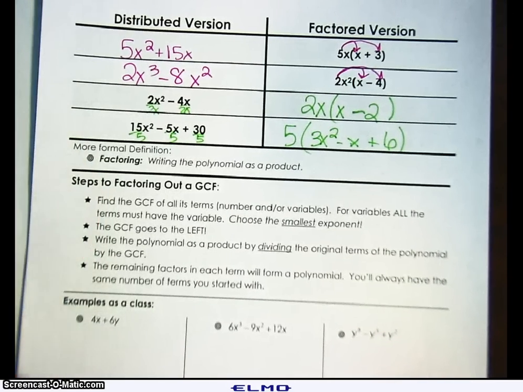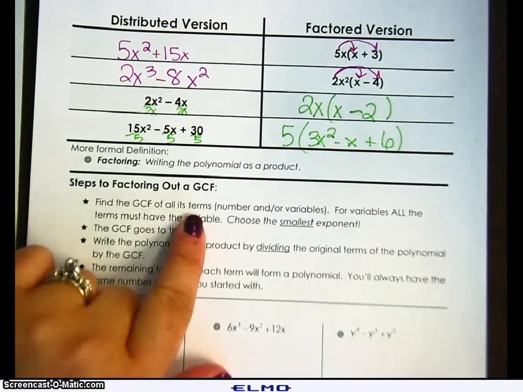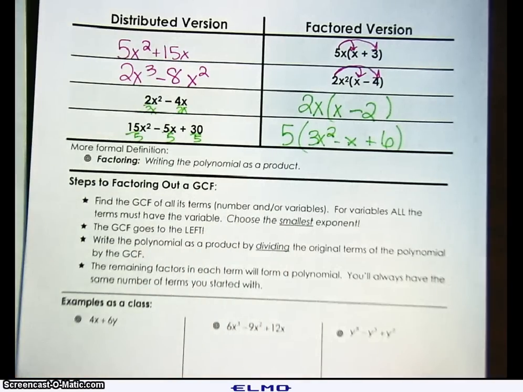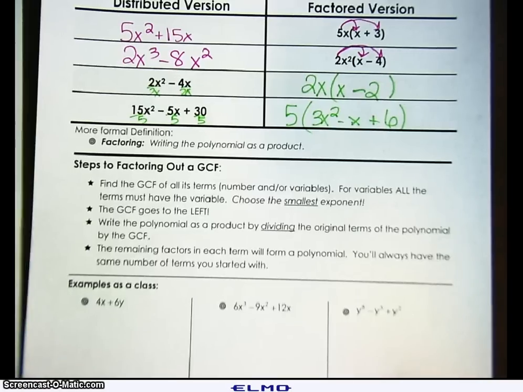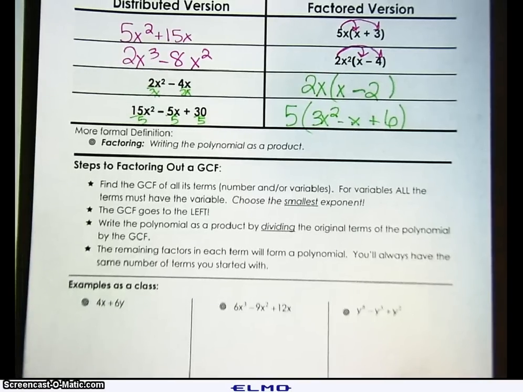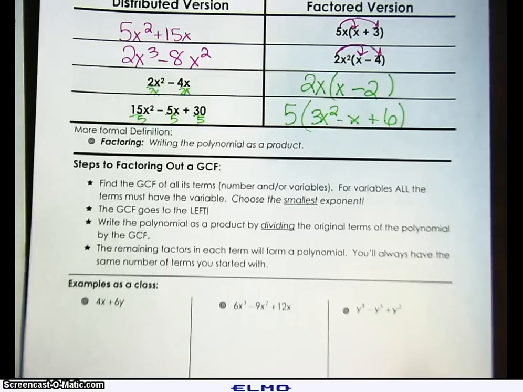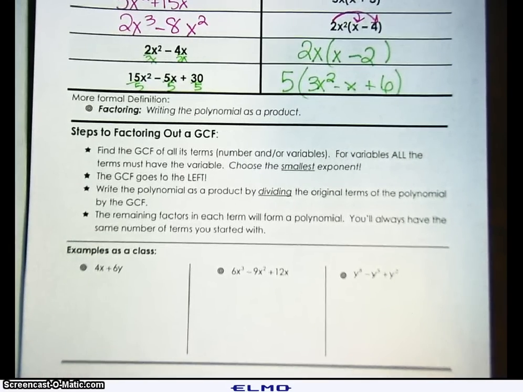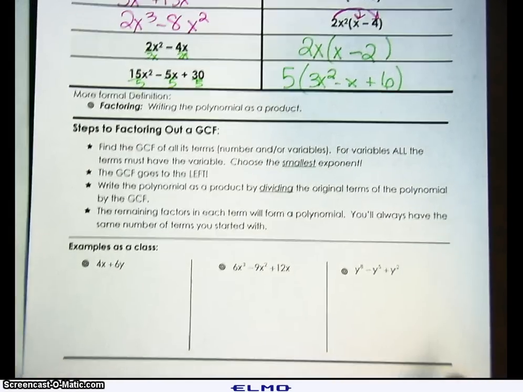So, steps for factoring out a GCF. We're going to find the GCF of all the terms. It could be a number, it could be a variable, or it could be a number and a variable. For variables, all of the terms have to have that exact variable, and you're going to choose the smallest exponent that they all have in common. The GCF always goes to the left, and you're going to divide each of the original terms by that GCF. The remaining factors in each term will form a polynomial. You'll always have the same number of terms that you started with.